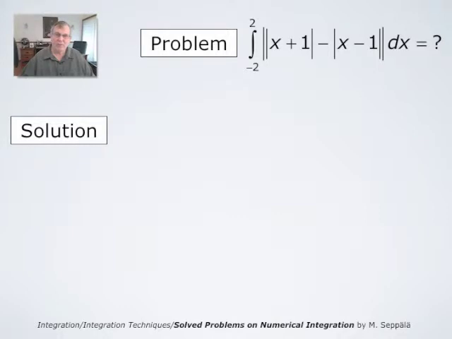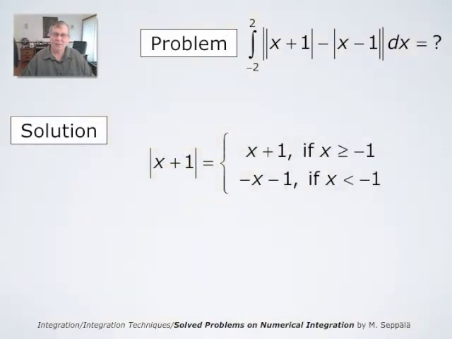First, we consider the absolute value of x plus 1. If x is greater than or equal to -1, then x plus 1 is greater than or equal to 0, and its absolute value is x plus 1. If x is less than -1, then x plus 1 is negative, and its absolute value is minus the quantity x plus 1, that is minus x minus 1. So we get this splitting.